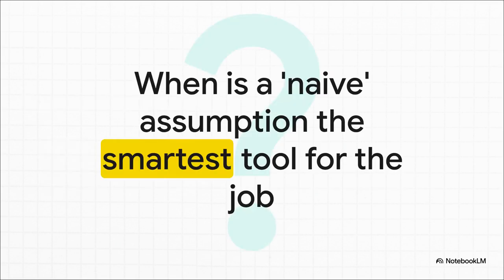So, this all kind of leaves us with a really interesting question, doesn't it? The naive Bayes classifier teaches us a really important lesson. Sometimes, the absolute smartest thing you can do is make a simple, even naive, assumption. It's just a great reminder that in a world that's always chasing more and more complexity, sometimes the most elegant, efficient, and smartest solution is the simple one.